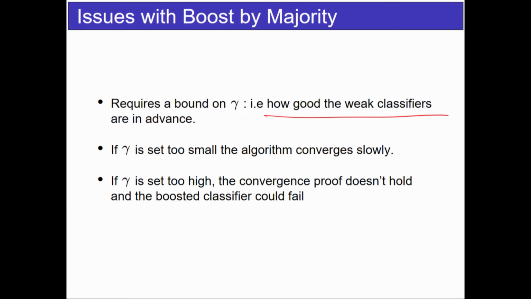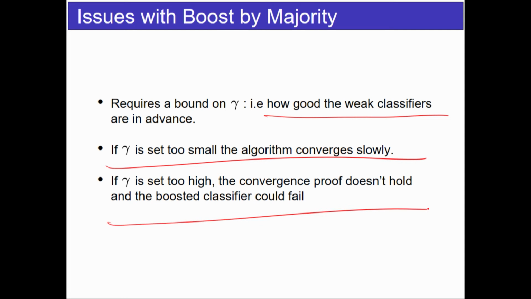The problem is that if gamma is set too small, the algorithm will converge slowly. And if it is set too high, the convergence proof will not hold. I will try to show this in the lab part, where you will actually implement AdaBoost and set gamma. You know the true gamma, but you will set gamma to be either too low or too high, and you will see the convergence either too slow or converging to a wrong answer. You will see both of these, hopefully, if we have time. But that's the idea. So can we do better?